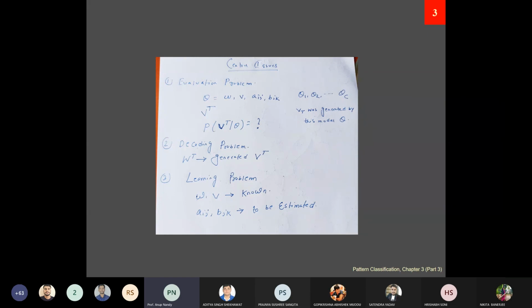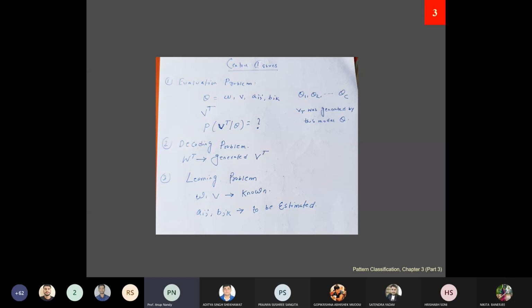In the learning problem, you have to learn. For the learning, we have to apply the Baum-Welch algorithm. One of the important algorithms is called Baum-Welch. That is called the learning problem. So you need to train the system in such a way that whenever an unknown temporal pattern is coming, it will most likely generate the observation sequence given the model theta, or given the hidden states.